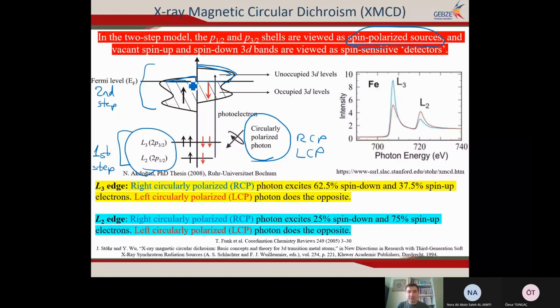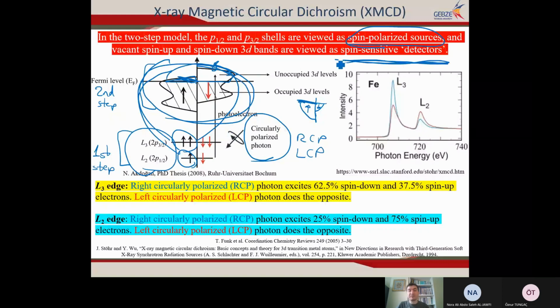Okay, let me draw another band structure for the 3D level. Let's consider that the 3D level is like this. This is the spin up, spin down configuration, and there is no place for the spin up electrons. Then you excite spin up electrons from the 2p levels, but there is no place for them. So this part of the band structure works like a spin-sensitive detector. Depending on the incoming spin, there is a place or not, okay? So this level behaves like a spin-sensitive detector.